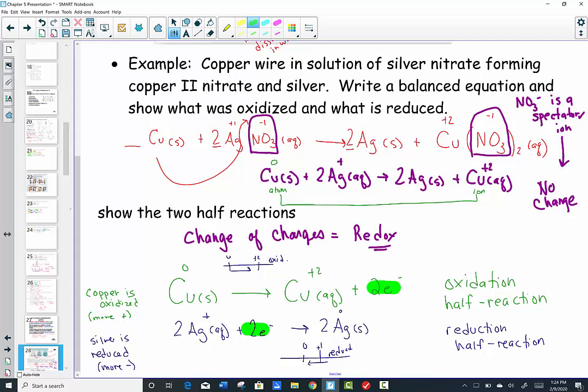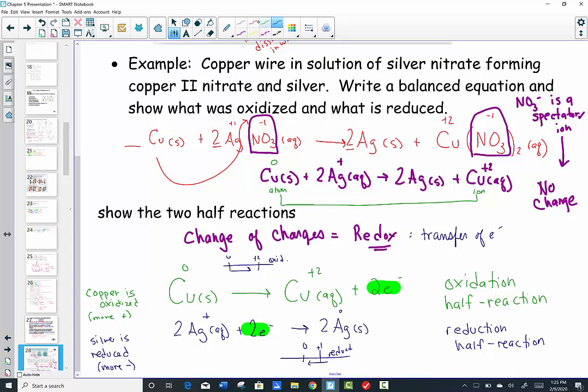And to be a balanced redox equation, the number of electrons lost has to equal the number of electrons gained. So we wrote out all kinds of great information here that showed the two half reactions where copper and silver changed charges. The changing of charge means it's a transfer of electrons, and that's exactly what a redox is. Copper lost 2 electrons and silver gained those electrons in a redox reaction.